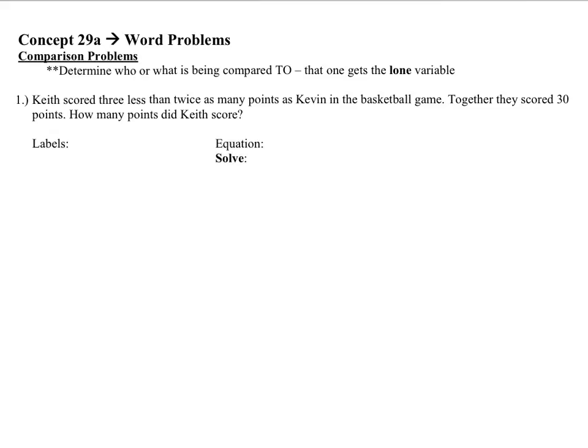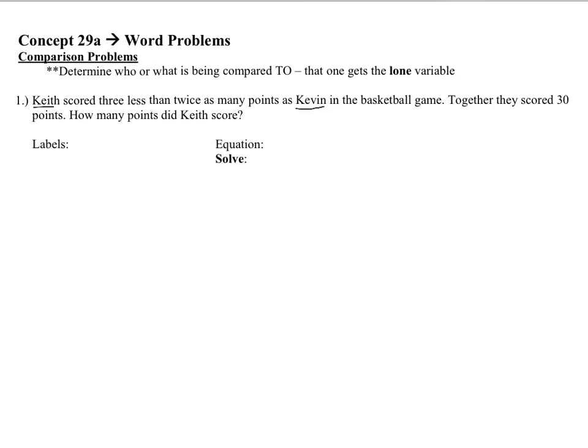So it might be everybody's gut to just start playing with numbers and try to get the answer, but this is algebra, and in algebra, we do everything systematically. So we're going to start by coming up with some labels. The labels are going to be what we're talking about in the problem. So if you look, we're talking about 2 people. We're talking about Keith, and we're talking about Kevin.